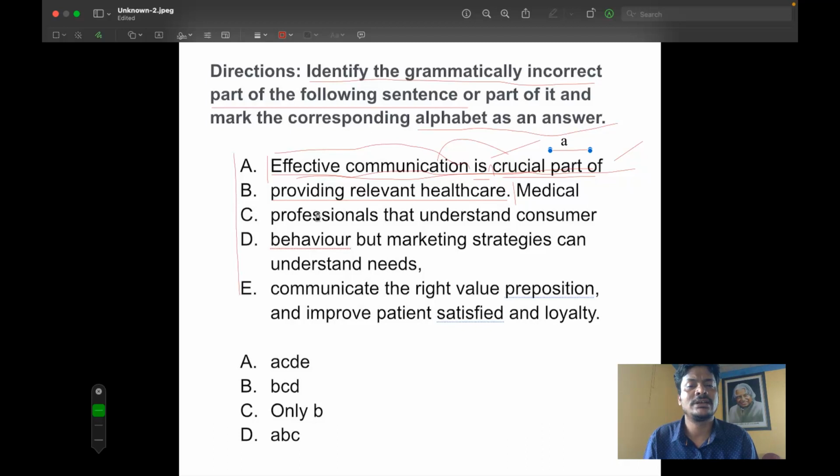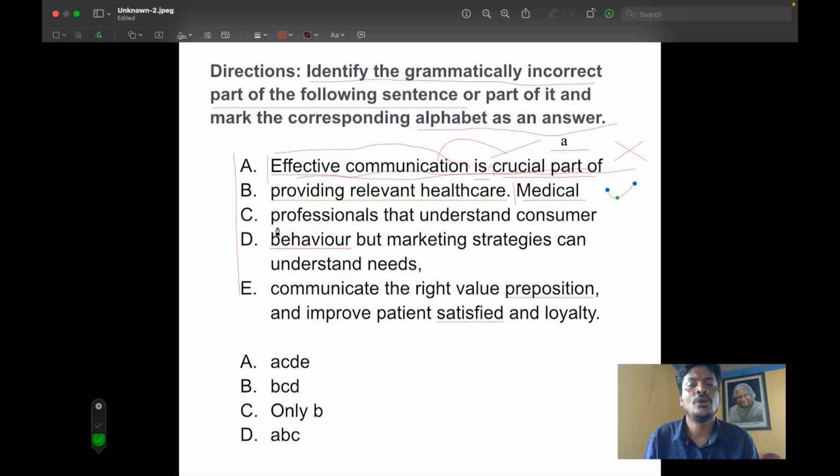Now, after that, if you see providing relevant healthcare, do you find any other error? No, no error is found in option B. So we can say that a crucial part of providing relevant healthcare would be a compound noun or noun phrase, you can say. So the next stage is medical professionals. We find that in option B we don't find any error. So it is correct and option A is wrong. So A would be the incorrect sentence.